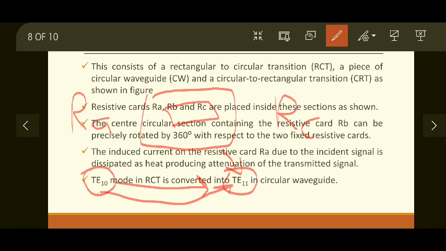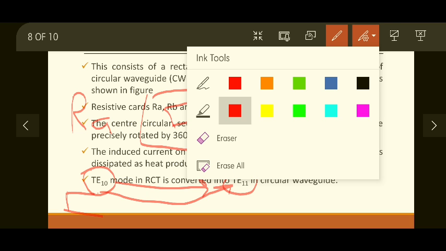Now, why are we entering as a TE10 mode? Because the entering part is a rectangular waveguide, which has TE10 as a dominant mode. You can also use a simple circular waveguide, but then it will become a simple coaxial line type fixed attenuator. So let's see further.